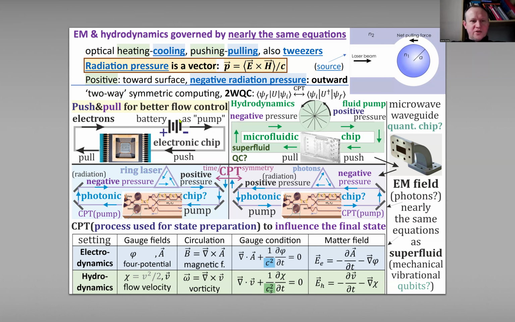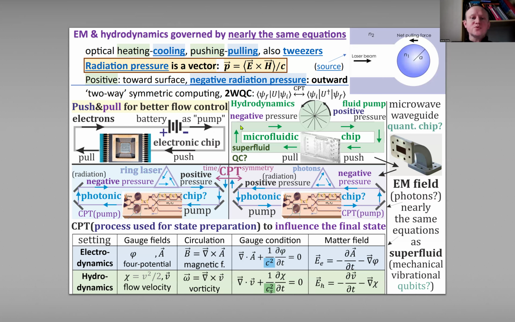Okay, so let's think about these different ways of computation. In standard electronics, we have a chip, and the battery pumps electrons inside this chip, and also actively pulls them with electric potential, which acts as a kind of negative pressure. So it actively pushes inside and pulls outside. Very similar is this microfluidic setting. We have a pump which with positive pressure pumps liquid inside, and with negative pressure pulls outside.